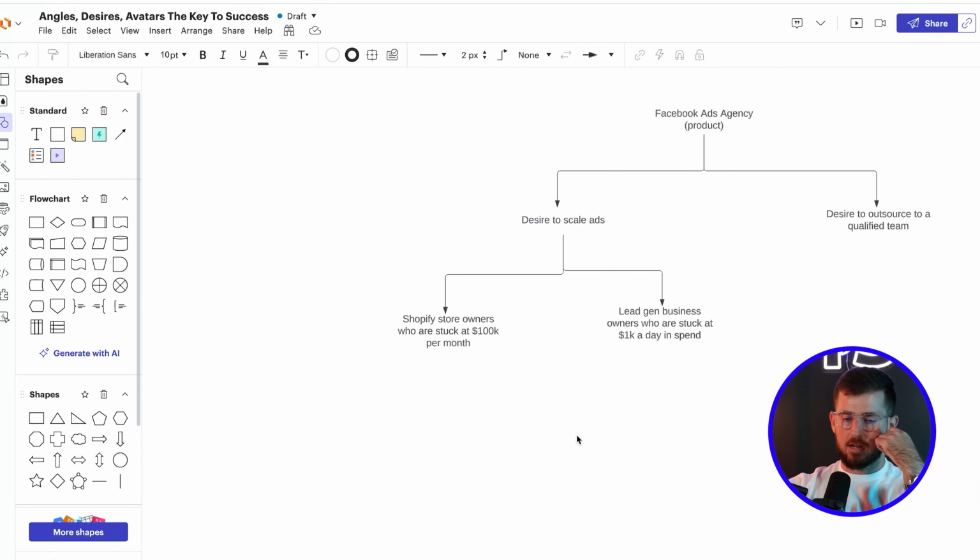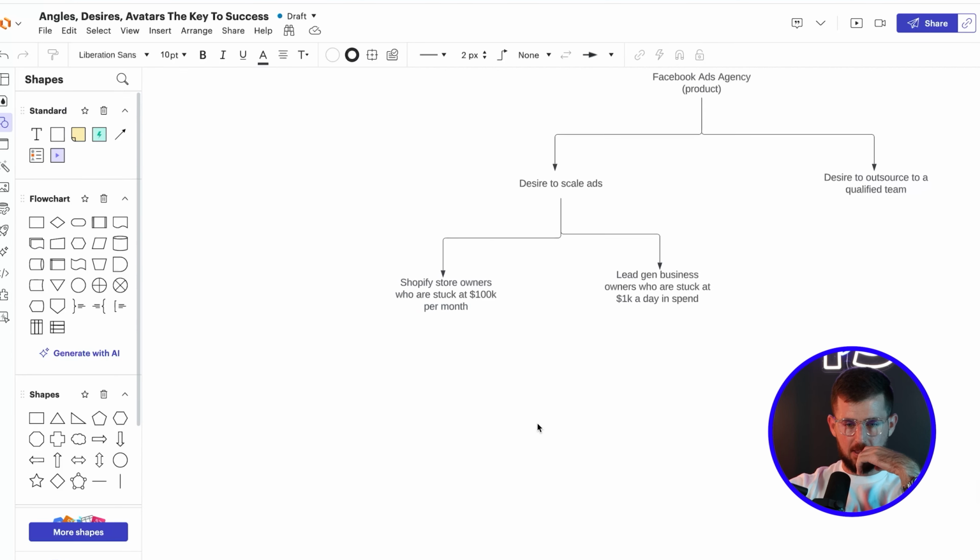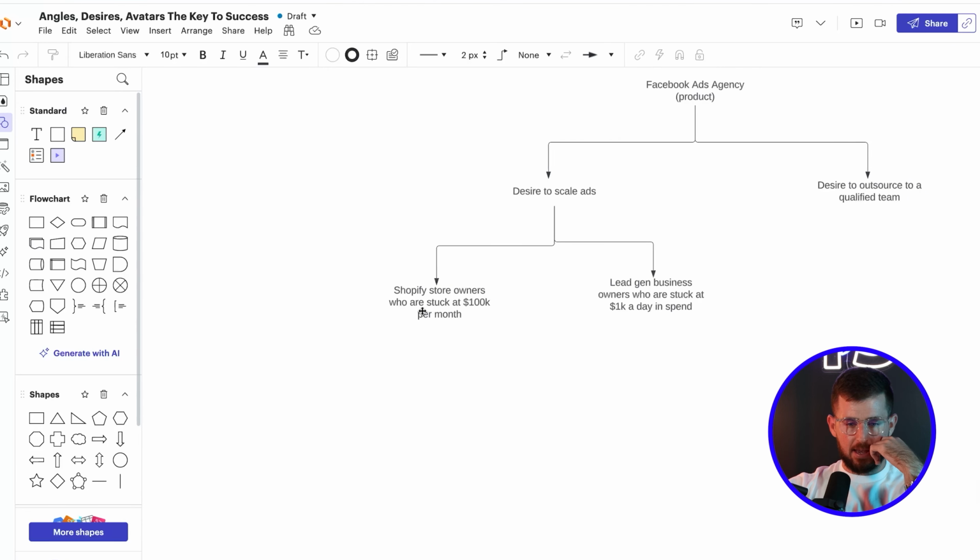Now, from here, this is where I could start looking deeper. We have our desire, we have our ideal audience, we have our product and everything. Now let's start looking at market sophistication as well. And this is where it's like, what if they tried and failed with something? Let's go to the market sophistication side.